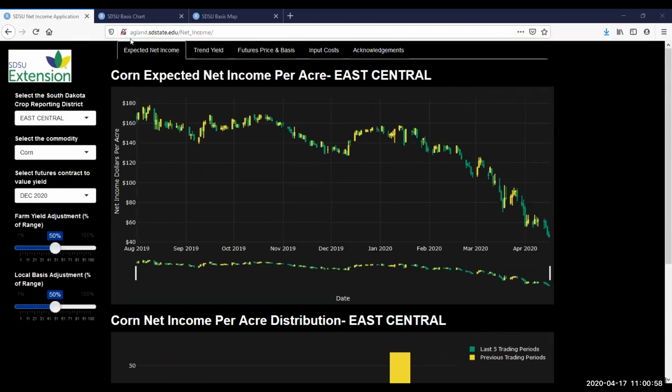So if you want, you can write this down: agland.sdstate.edu/net_income/. That's where you're going to find it. You can also do a search on the SDSU extension webpage. If you type income into the search bar, it'll get you to an article that links directly to this.